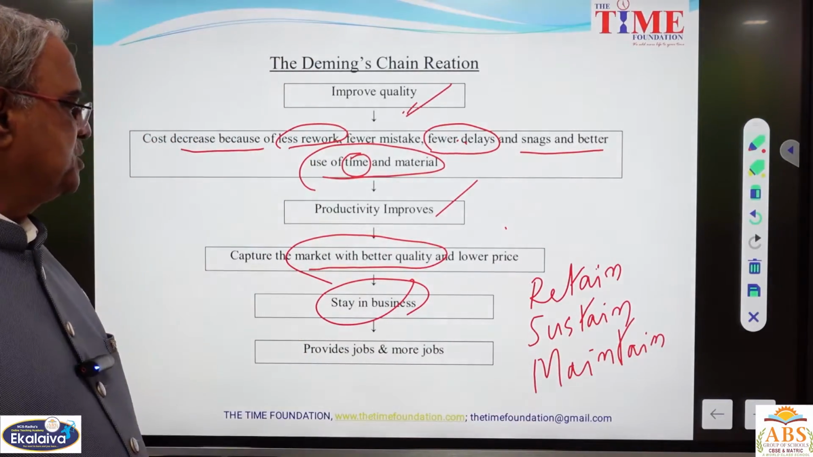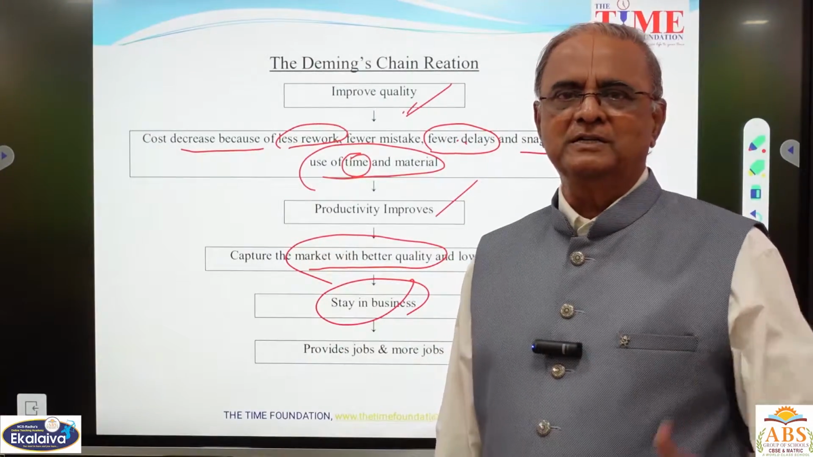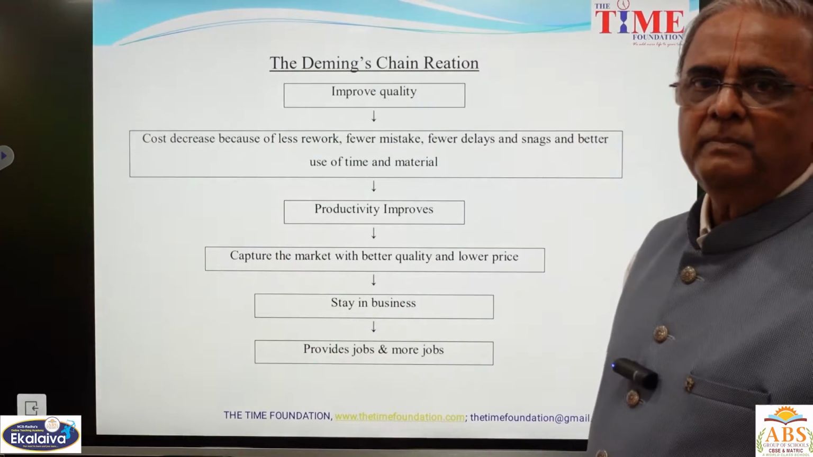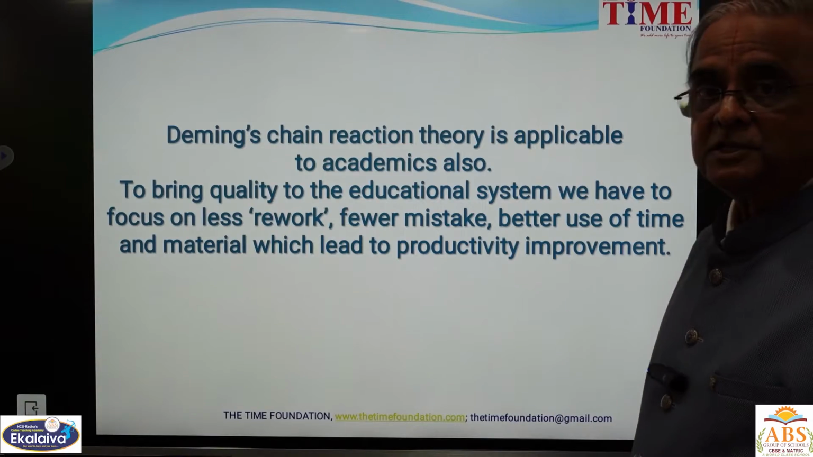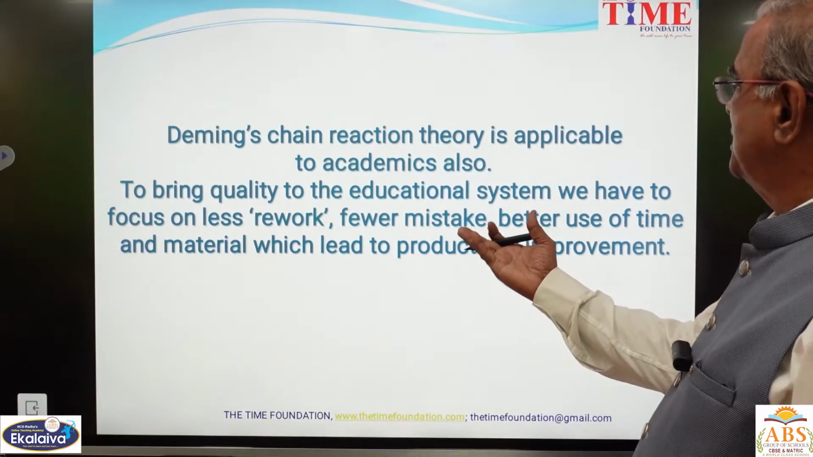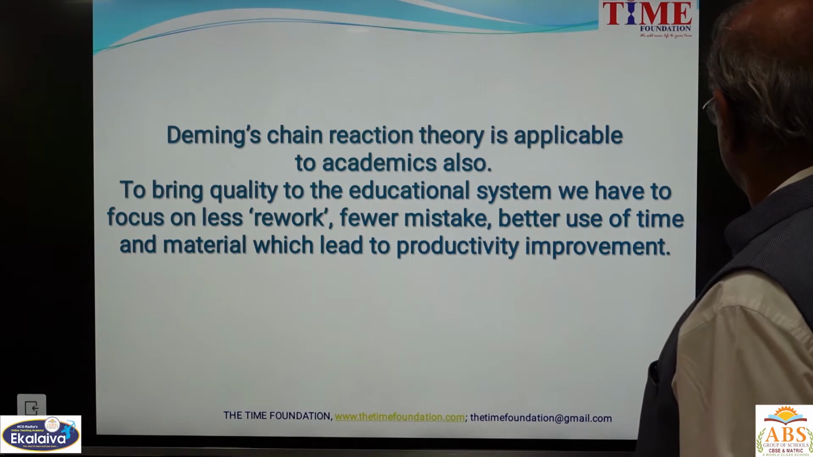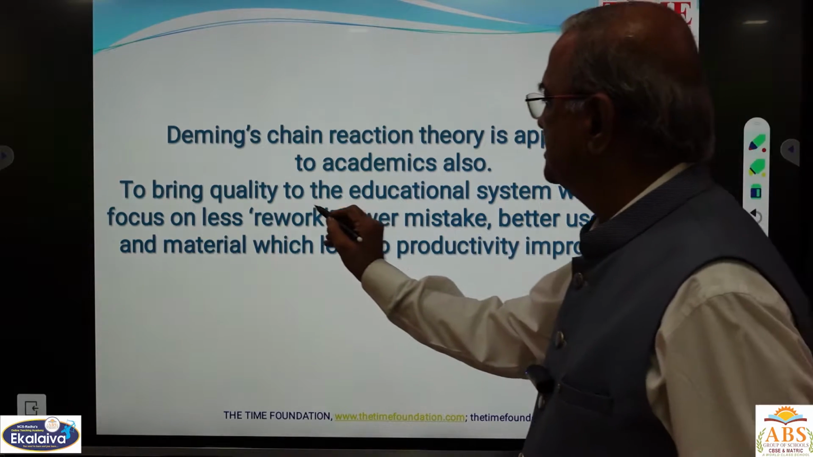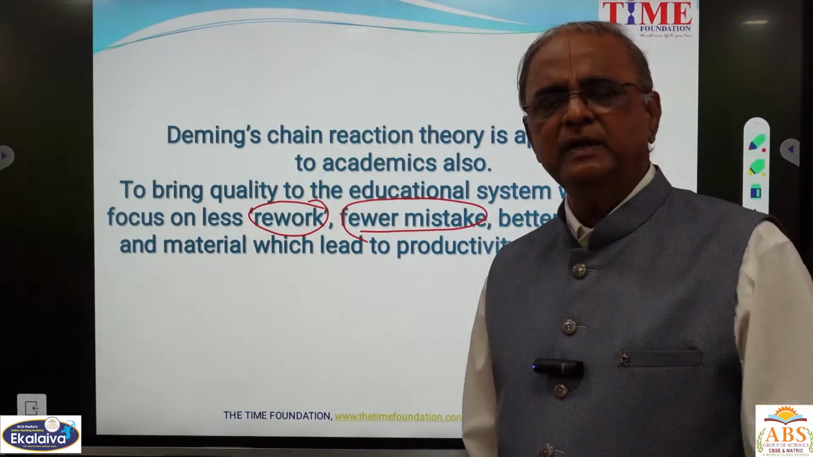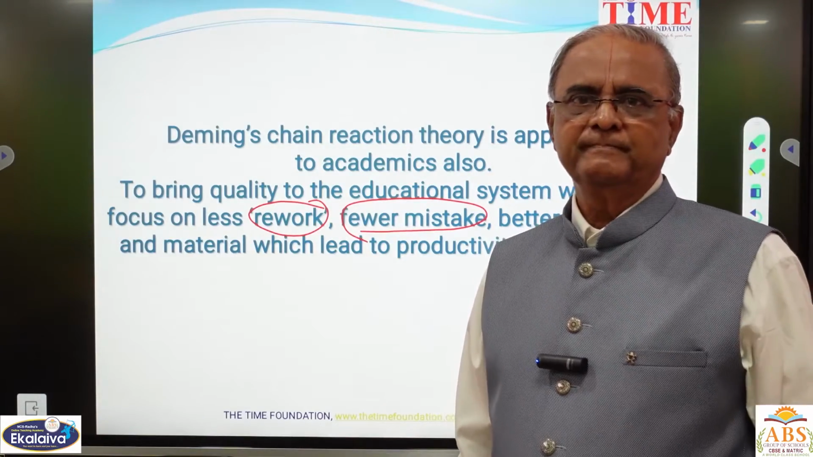And then provide jobs and more jobs. Ultimately, we have a social, societal purpose, offering jobs. Okay, this is the diminishing chain reaction. It applies to organizations also. To bring quality to the educational system, we have to focus on less rework, fewer mistakes, and the number of failures will come down automatically because you are looking at the process.